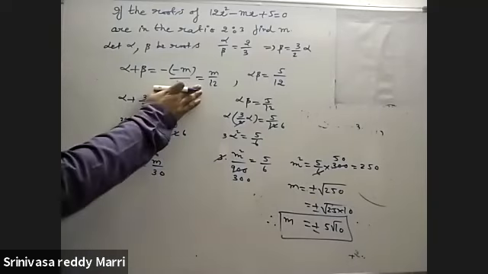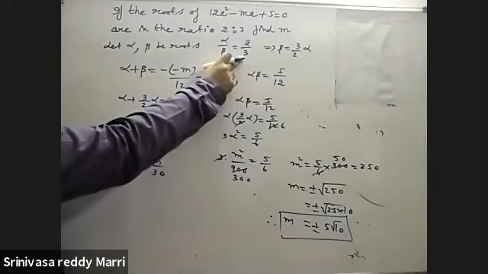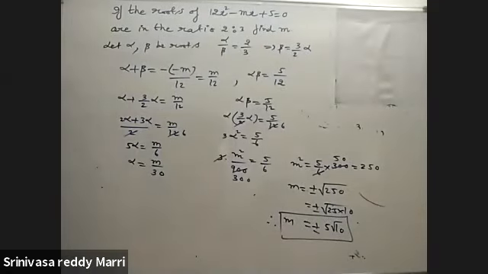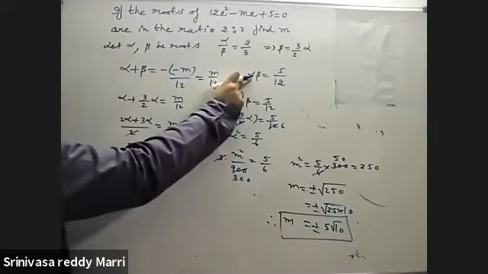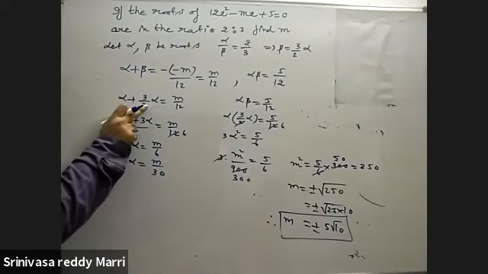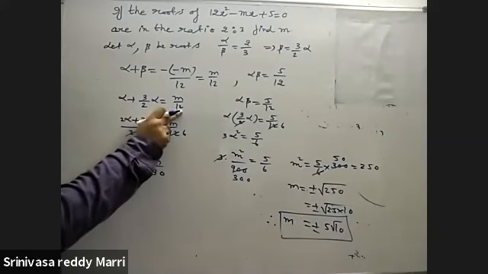Like that, look at the approach. The ratio is given: alpha by beta is 2 by 3. Now beta in terms of alpha: beta is 3 by 2 alpha. I have written the sum of the roots and the product of the roots. So in this, I have substituted beta: alpha plus 3 by 2 alpha equal to m by 12.